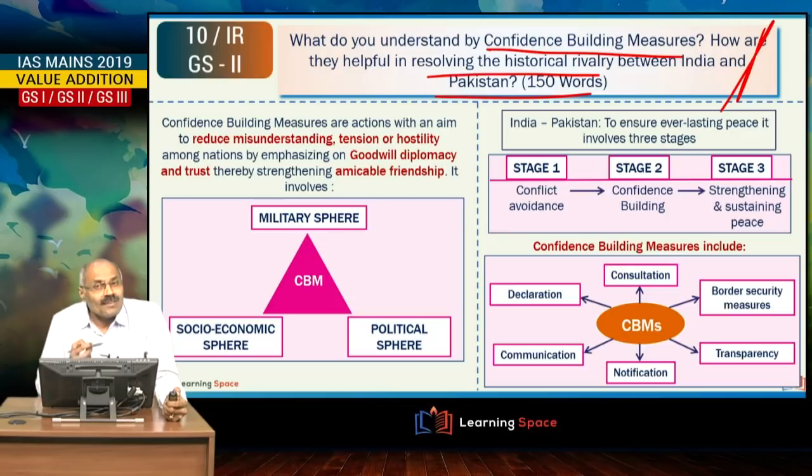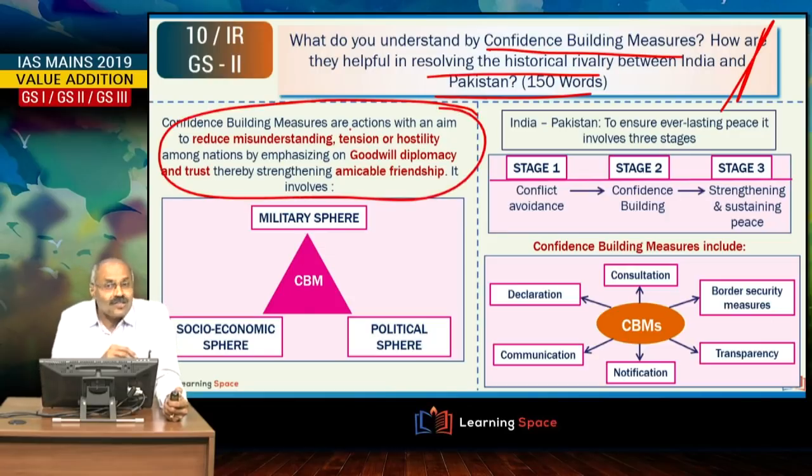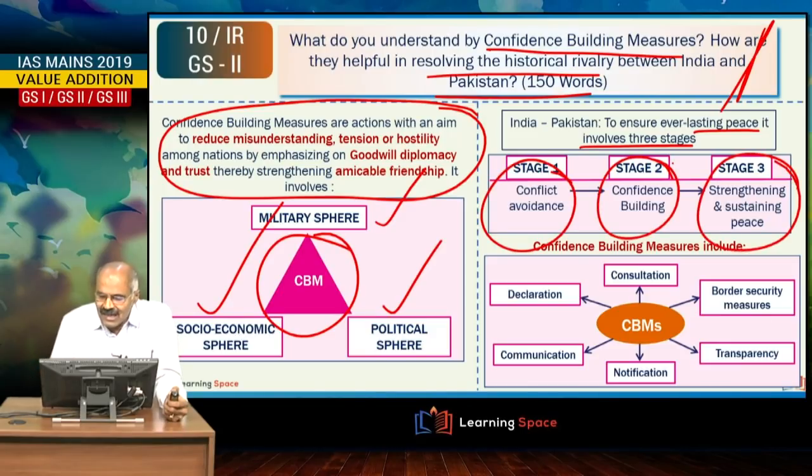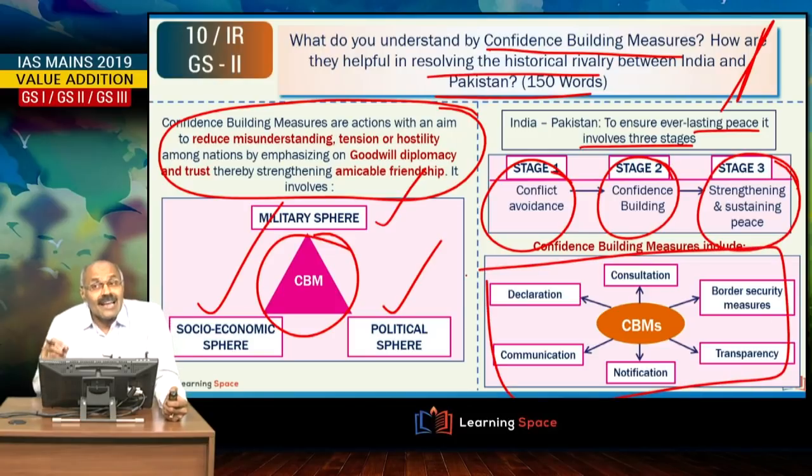Friends, this question, please go through it. Confidence building measures, what is the meaning, right? Then confidence building measures can be in the military sphere, socio-economic sphere, political sphere, and to ensure everlasting peace, it involves conflict avoidance, confidence building, strengthening and sustaining peace. Confidence building measures include a number of ways like notifications, then communications like hotlines, declarations like the Tashkent Declaration or Shimla Accord, then border security measures like that.